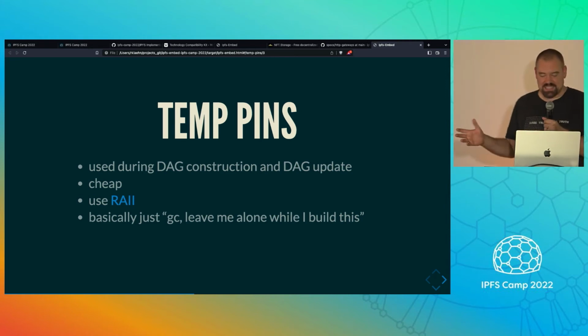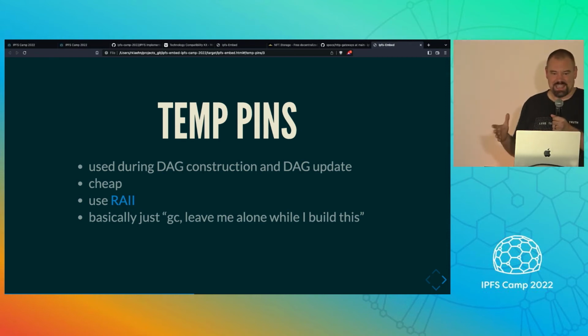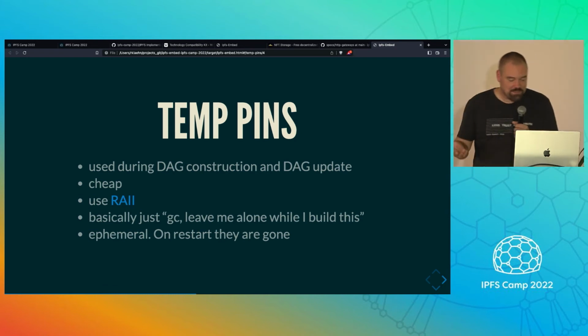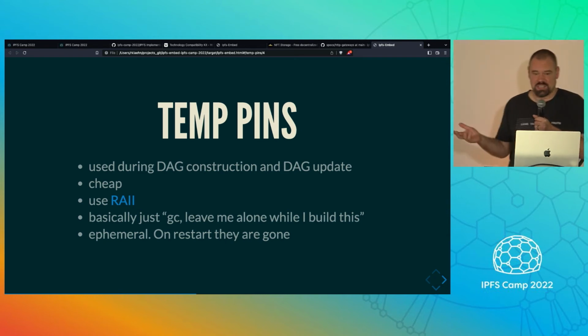So in our case, the GC is constantly running in the background, so if you build something and it takes, let's say 5 seconds, there's a decent chance that while you build it, it would be collected. So to prevent that, you have this temp pin mechanism. And they are ephemeral, so when you restart your node, your temp pins are gone. But if you are interrupted in the middle of building a DAG, you probably want to start from scratch anyway.